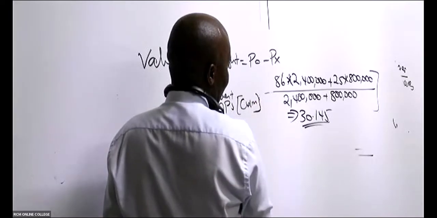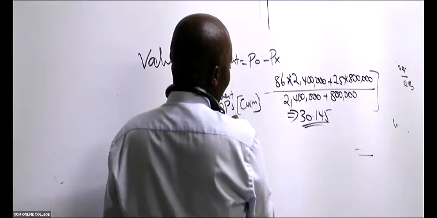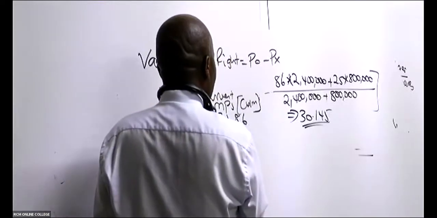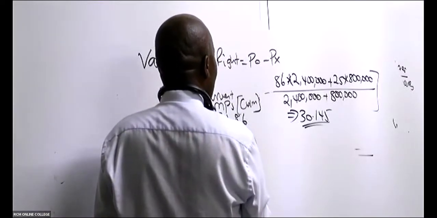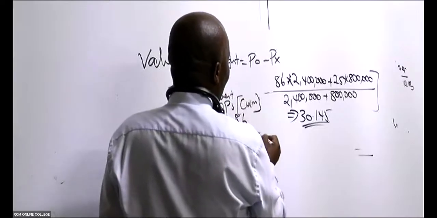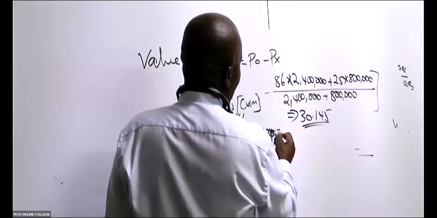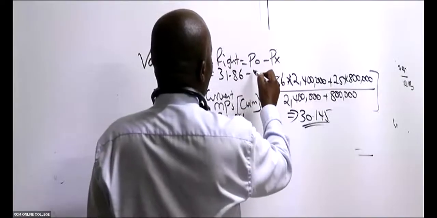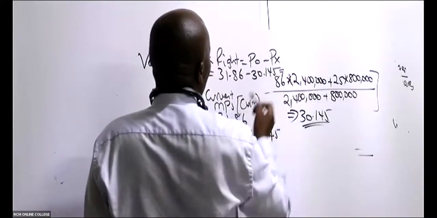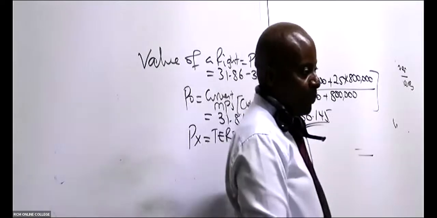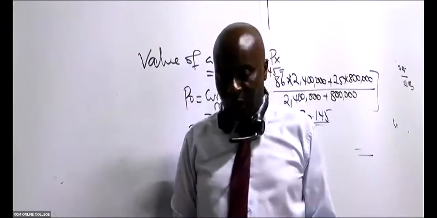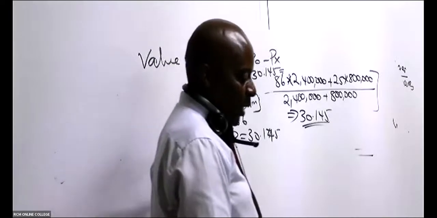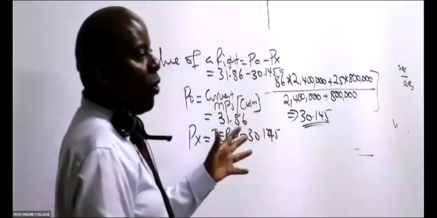Don't forget that, which you guys have confidently told me severally. It is 31 point what here, somebody? 86. And this PX is the X rights price, what we call the theoretical X rights price, TERP, that you guys comfortably gave me a figure of 30.145. So you go ahead and subtract them. So this is 31.86 minus 30.145, which will end up giving me what figure? That is the theoretical value of the right. So PO minus PX.